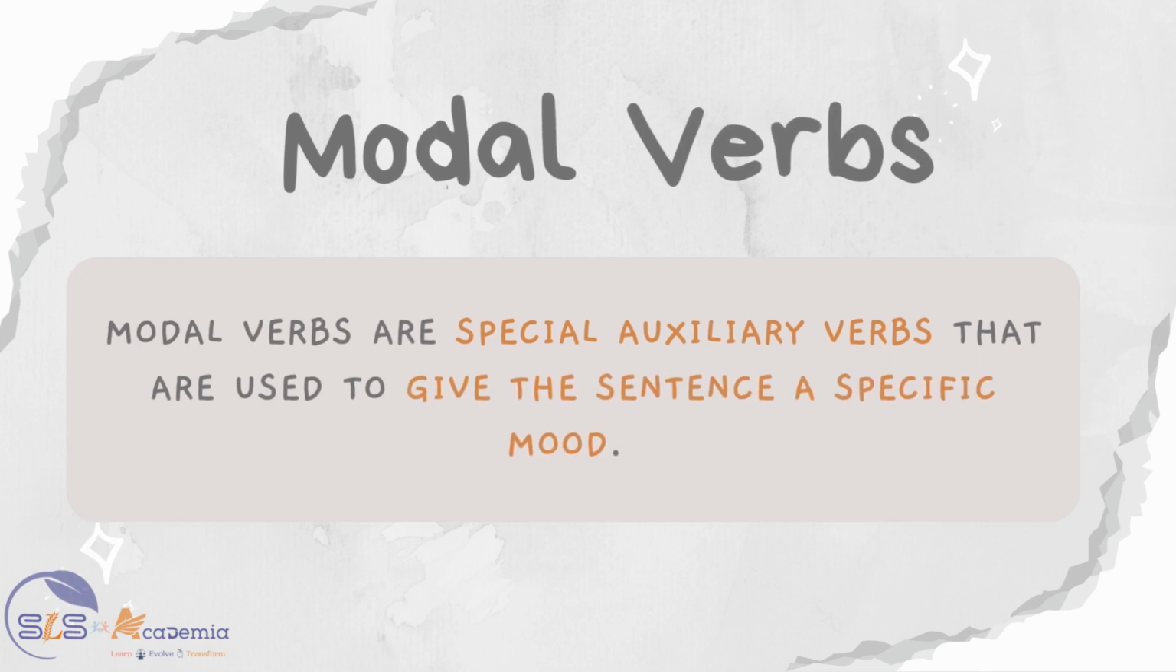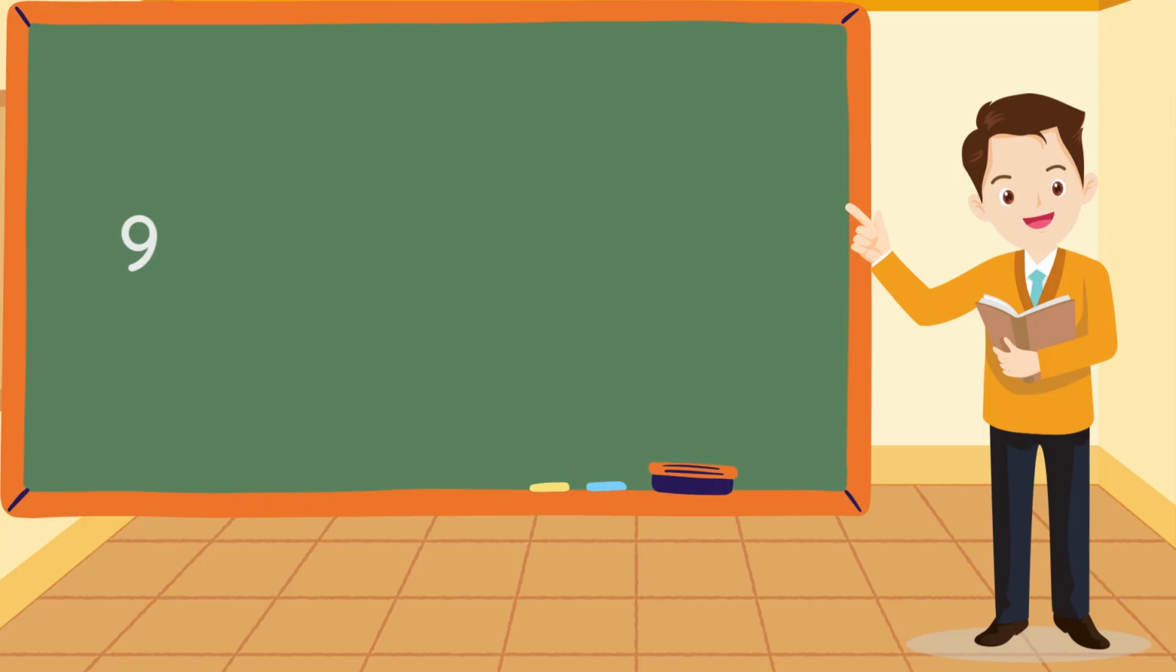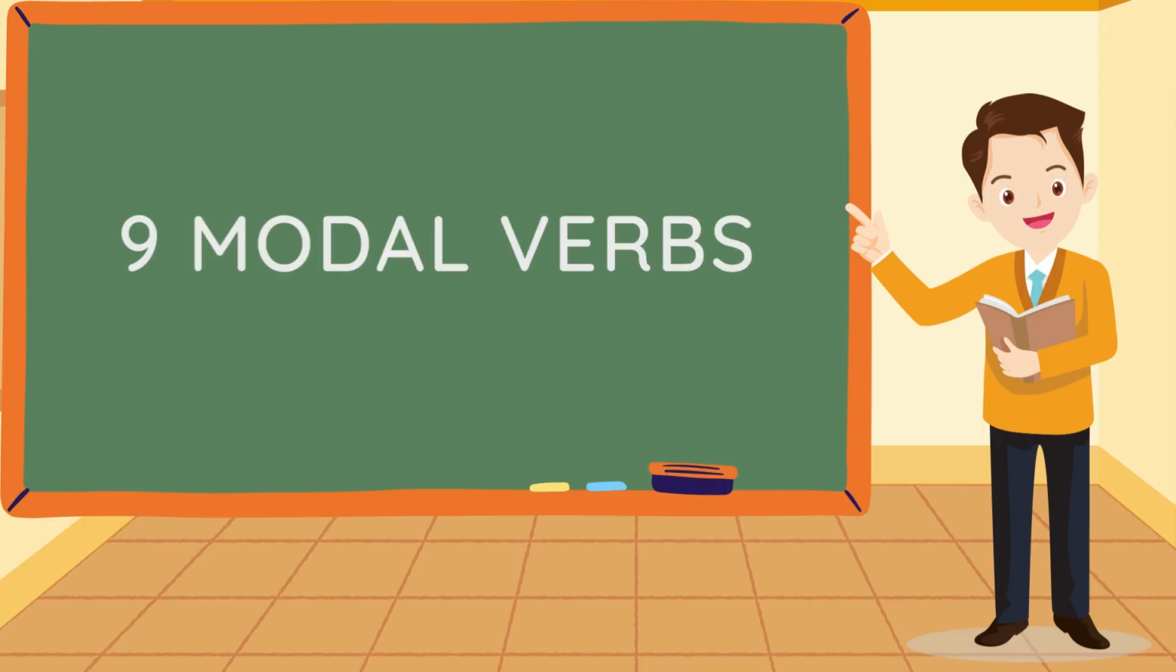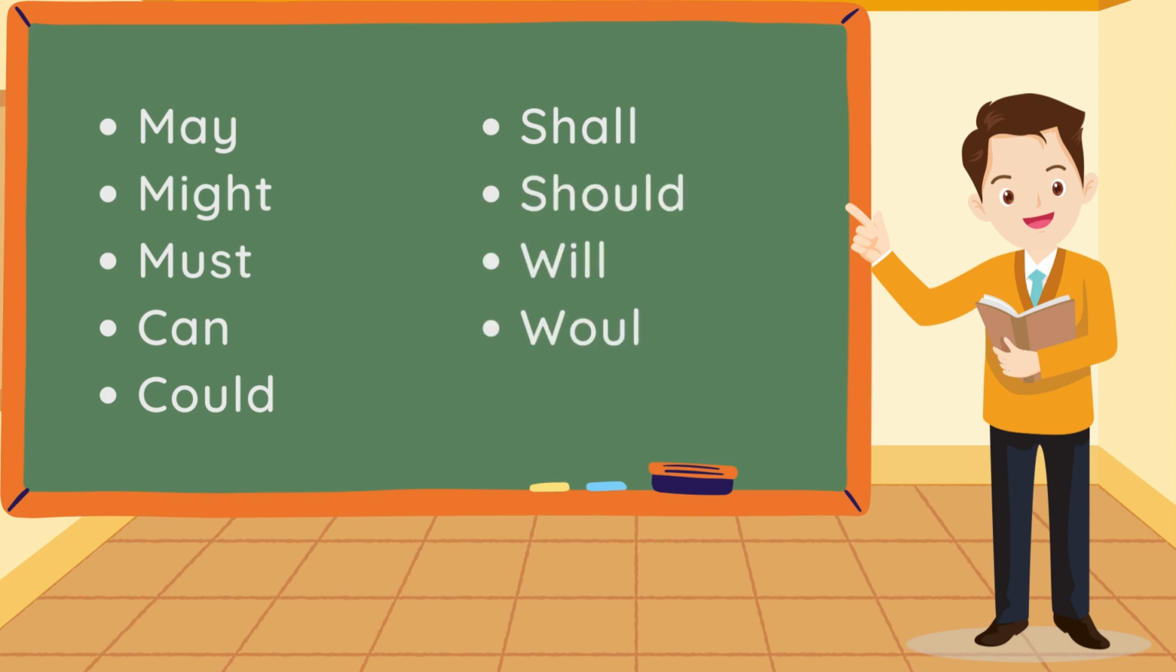Modal verbs are special auxiliary verbs that are used to give the sentence a specific mood. Each modal verb is used differently and they help the main verb to convey ideas like ability, necessity, possibility, or permission. There are 9 modal verbs in English. These are may, might, must, can, could, shall, should, will, and would.